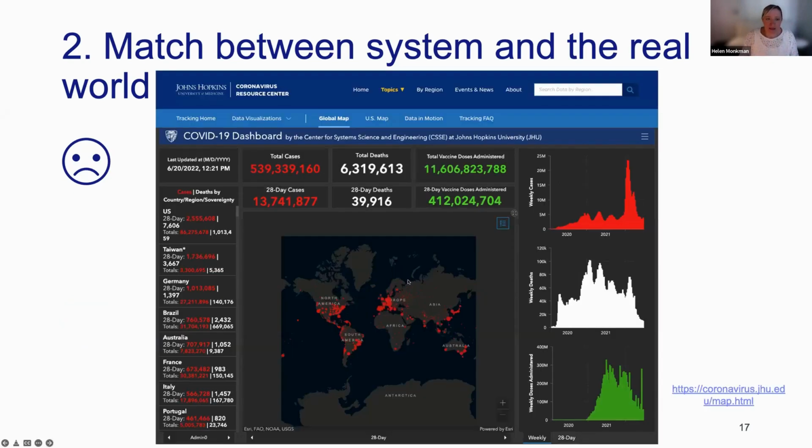So what was I going to highlight here? Oh, sorry, my thing moved. But matching between the system and the real world on this one is that, I'm just going to go back so you can see it.